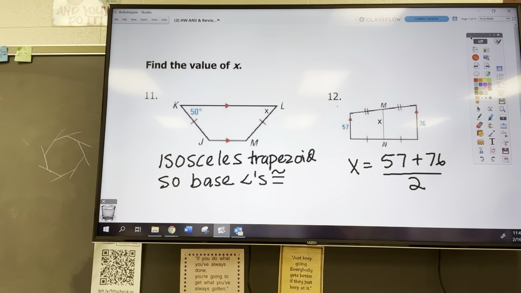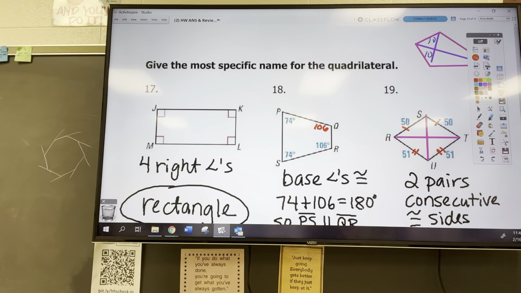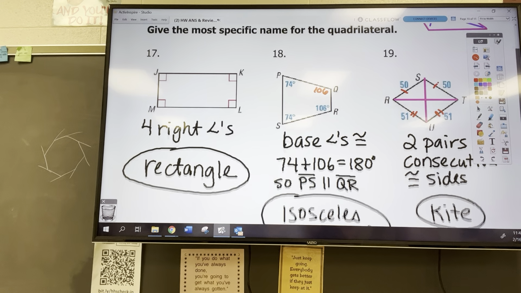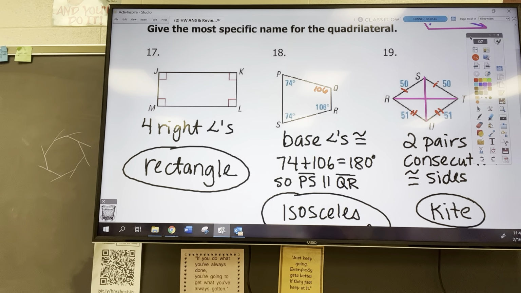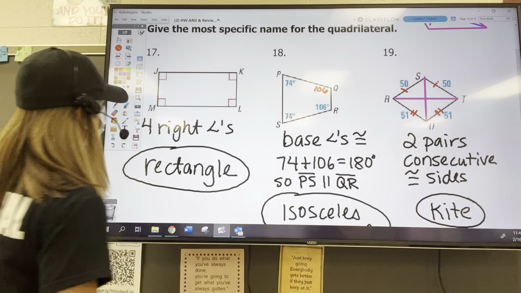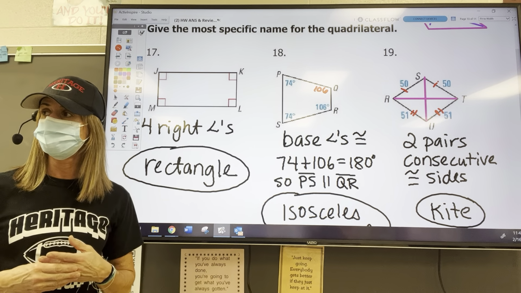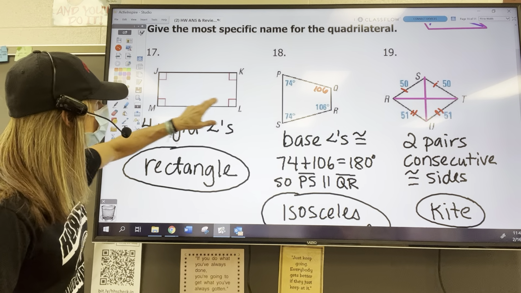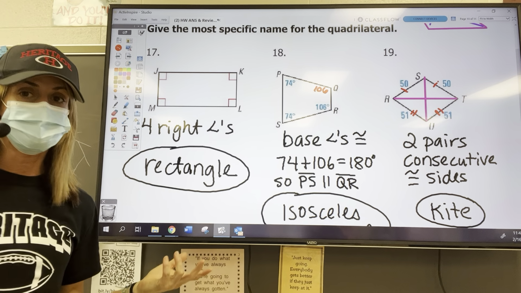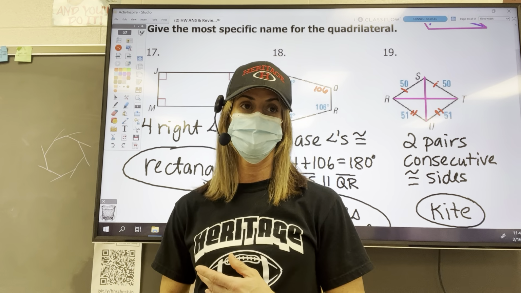Number 17, 18, 19. Where we at? All right, so they ask you to give the most specific name for the quadrilateral. We could say, yes, it's a parallelogram, okay? But more specifically, it's a rectangle because we're told that we are given 4 right angles. We can't say it's a square because we're not told anything about the lengths of the sides being congruent. Rectangle.